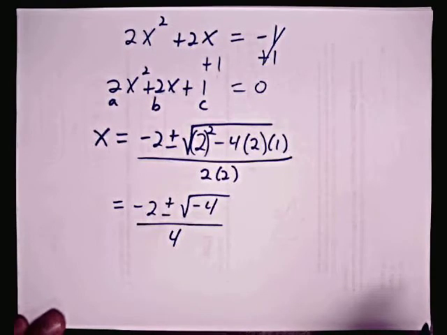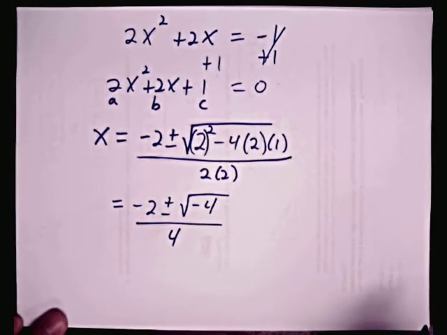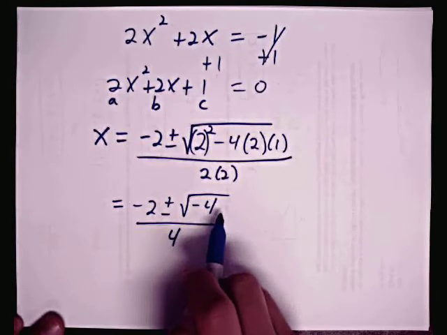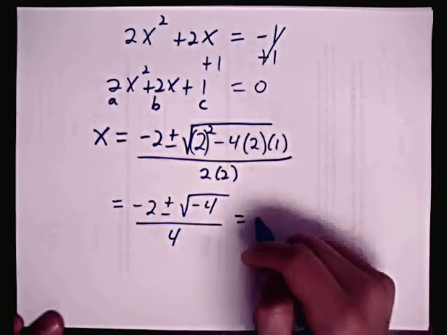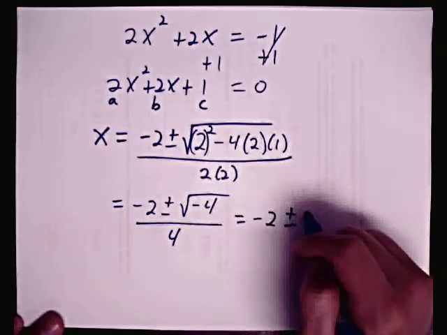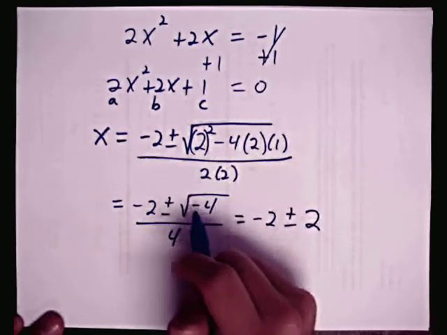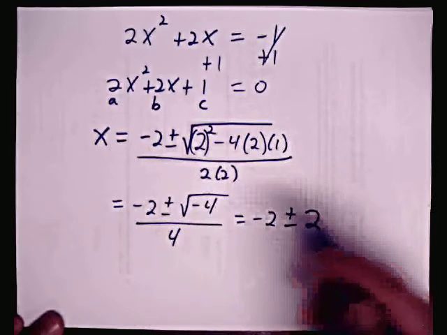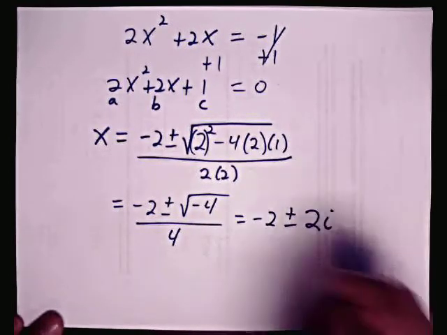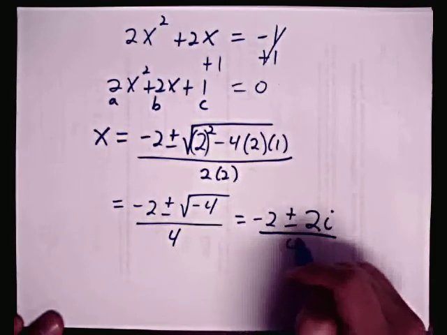After you've got your first simplifying done, now you want to see, does your square root simplify? Well, 4 is a perfect square, so that will simplify. So this will equal -2 plus and minus the square root of 4 is 2, and since there's a negative, the square root of a negative is i. So -2 plus and minus 2i over 4.